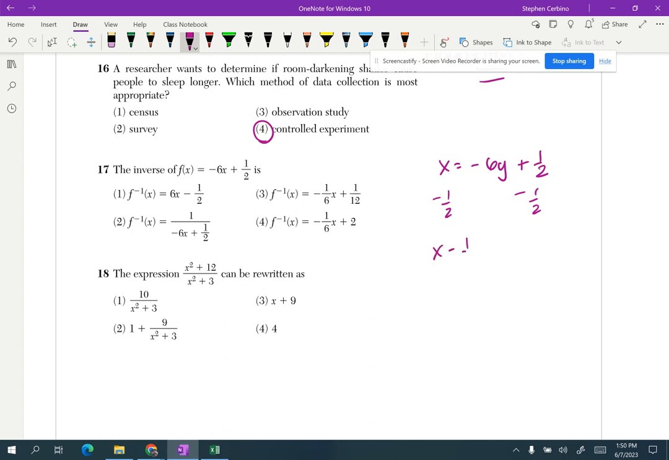So we have x minus 1/2 equals negative 6y. Divide both sides by negative 6. So we get negative 1 over 6x plus, double negative makes a plus, 1/2 divided by 6. If you type that in your calculator, you get 1/12, which is choice 3.